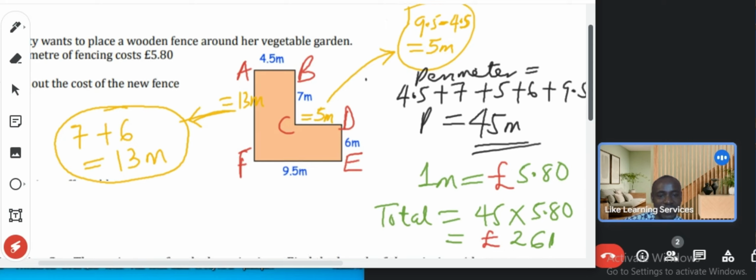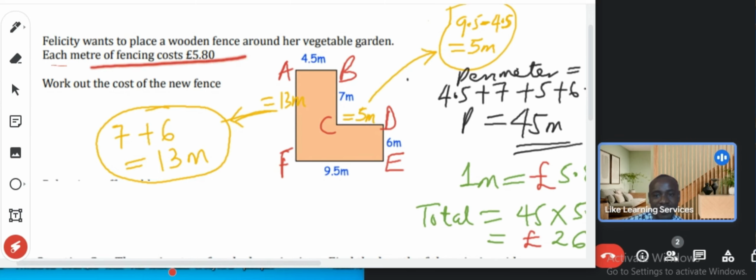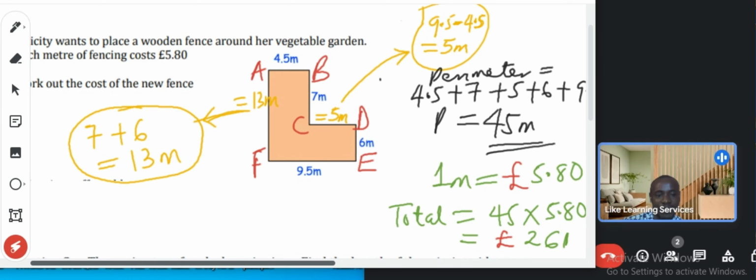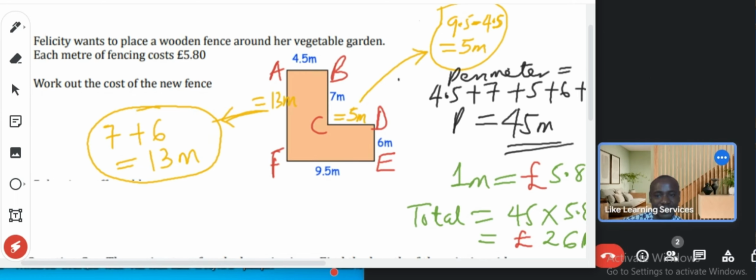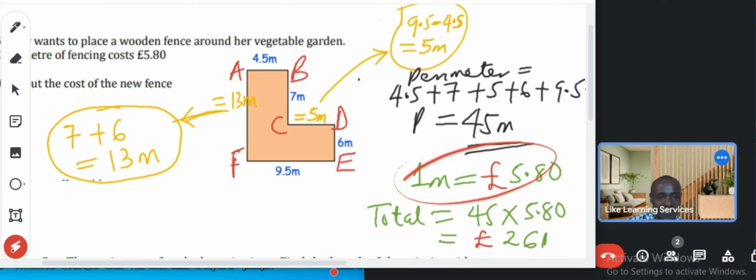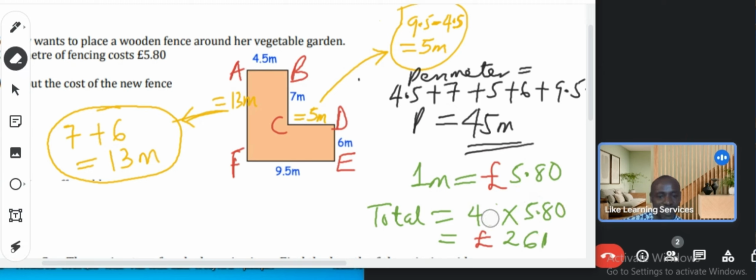Did you understand what I did here? Because he told us that each meter is £5.80. I hope you can hear me. Yes. So 1 meter is £5.80. So the total, all of them, because we have 45 meters all round, will be 45 times £5.80. 45 times that.